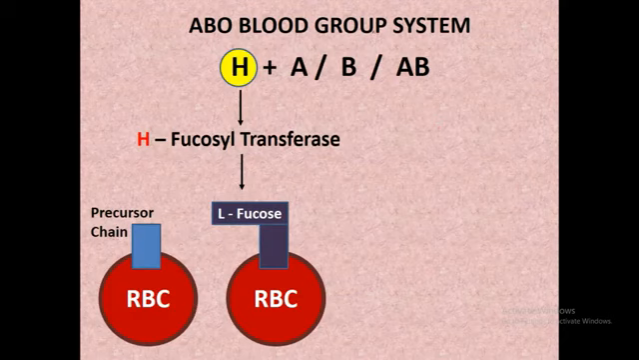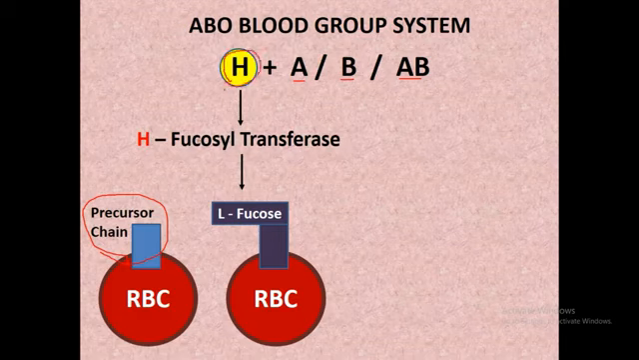ABO blood group system. On the surface of RBC, different types of precursor chains are present. These are the gene for A antigen, gene for B antigen and gene for AB antigen. But for the synthesis of either A antigen, B antigen or AB antigen, there must be the presence of the H gene.